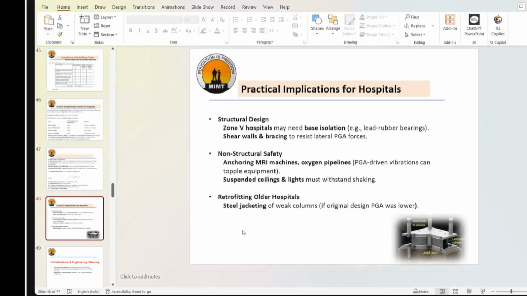Retrofitting, already I have told you, that is the steel jacketing of weak columns in case a building has already been created and some reinforcement is required. So these kinds of facilities are available. Retrofitting for the older hospital, steel jacketing of the weak columns, वो किया जाता है. That provision is there. All that can be done by the civil engineer, but at least being a hospital administrator, you have some kind of idea, so that when there is a discussion, you must understand what that is.